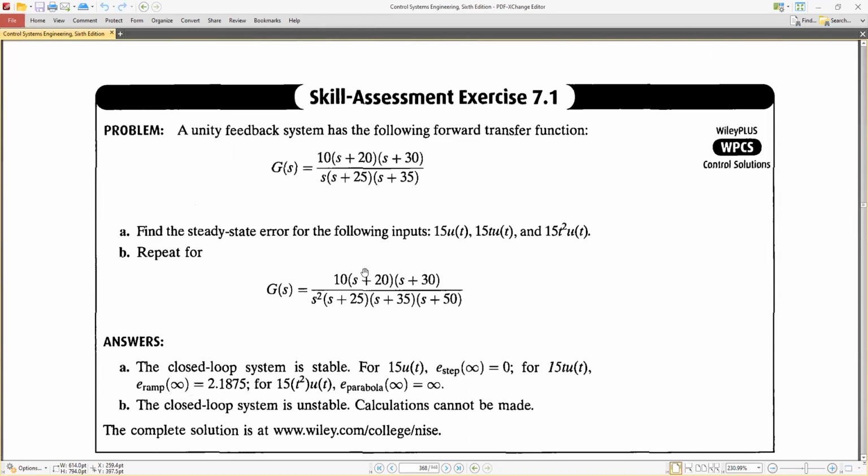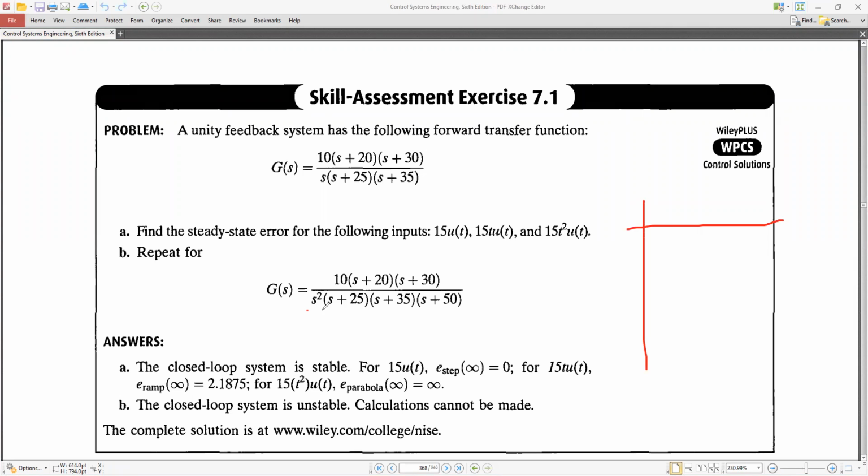And this is a unity feedback system that has the following forward transfer function. So that is the forward transfer function. First of all you have to check it is stable. If it is stable, then you can move. Now just put the values here and check. So the closed system is stable, for 15u(t) step function the error is 0, for 15t u(t) it is 2.1875, and for 15t square u(t) it is infinity. This is unstable? How is it unstable? Let me check this one.